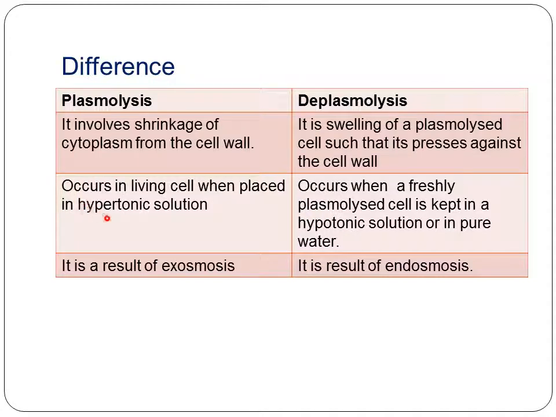Now next comes the type of solution you should keep it in. Cells when kept in hypertonic solution will give you a plasmolyzed cell, and when the plasmolyzed cell is kept in a hypotonic solution such as pure water, you will get a cell which is regaining its normal form and shape. So you will regain a nice cell which is back to its normal form, that is called deplasmolysis. Plasmolysis is the result of exosmosis, and deplasmolysis is the result of endosmosis. So is it clear to everyone?